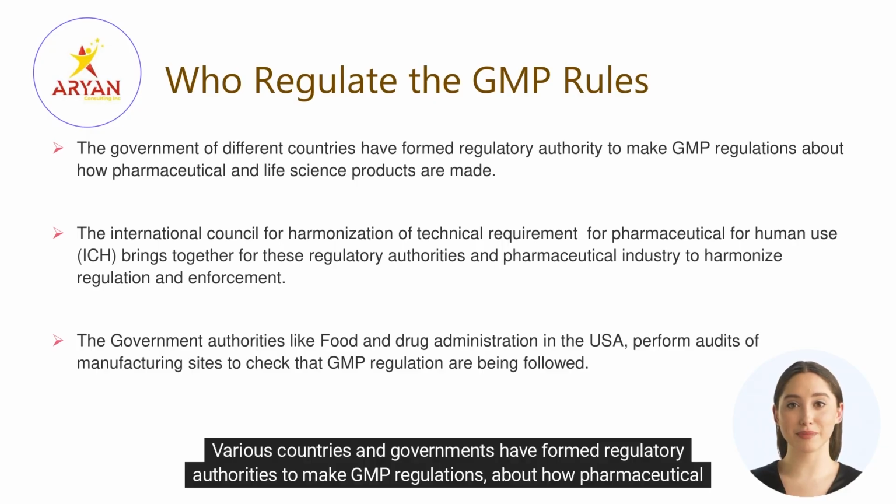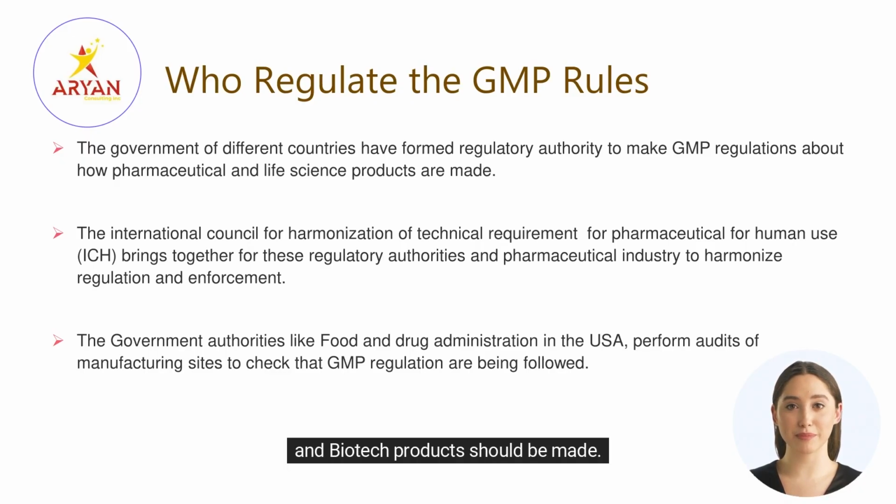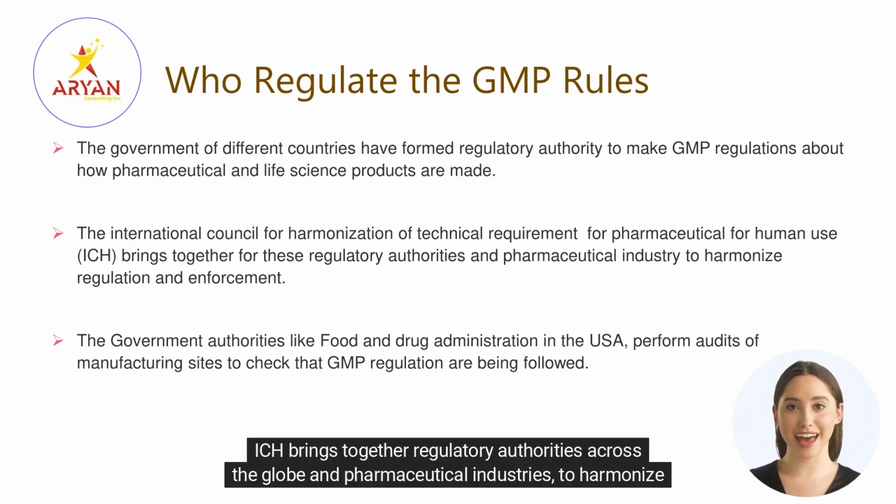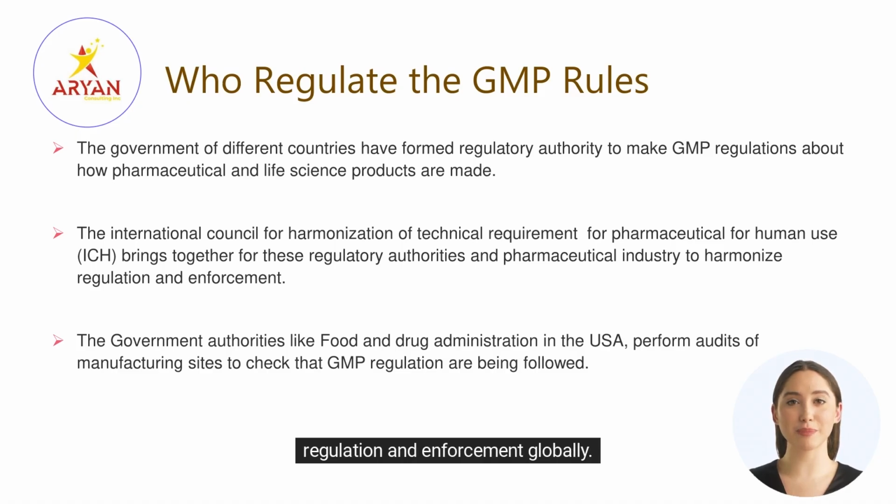Various countries and governments have formed regulatory authorities to make GMP regulations about how pharmaceutical and biotech products should be made. ICH simply refers to the International Council for Harmonization of Technical Requirements for Pharmaceuticals for Human Use. ICH brings together regulatory authorities across the globe and pharmaceutical industries to harmonize regulation and enforcement globally.